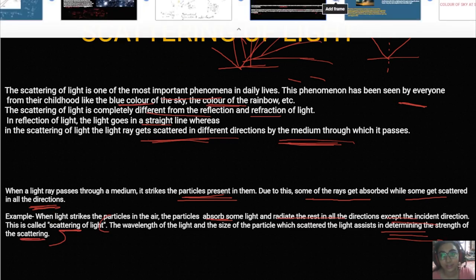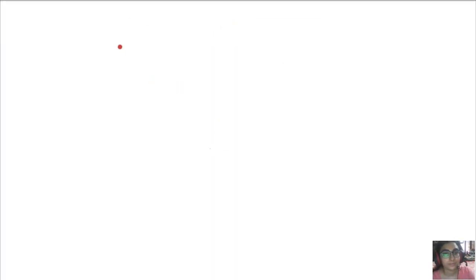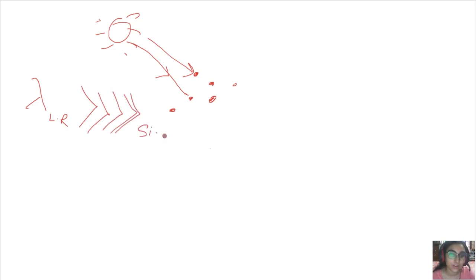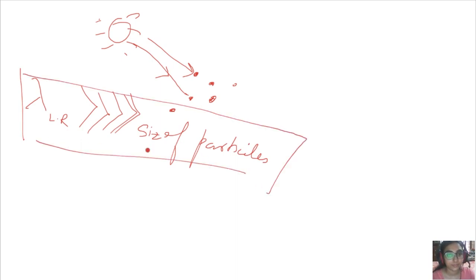This basically tells us that when light rays are coming from the sun, and there are very, very small particles present in the atmosphere, extremely small, such that reflection or refraction cannot possibly happen, then what happens in those cases is that, provided the wavelength of the light rays is very much bigger than the size of the particles, in this condition, when the light ray strikes the particle, it gets scattered in all directions. So this is what is happening.